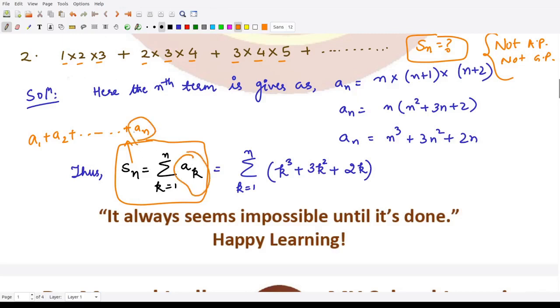So can we generalize it from the given series? Yes, of course we can. From here you can clearly see your A1 is 1 into 2 into 3. Your A2 is 2 into 3 into 4. Your A3 is 3 into 4 into 5, and so on. So from here, can we write our An?